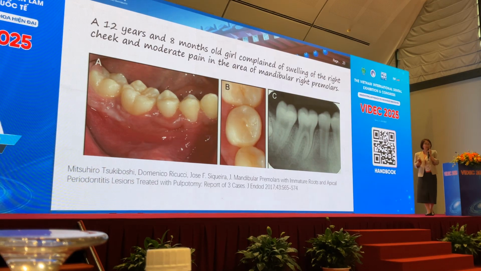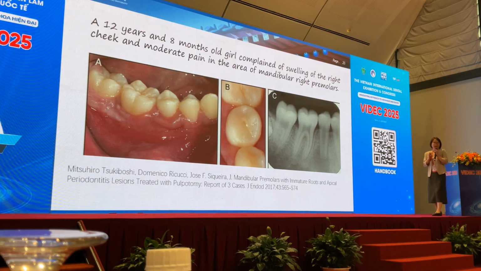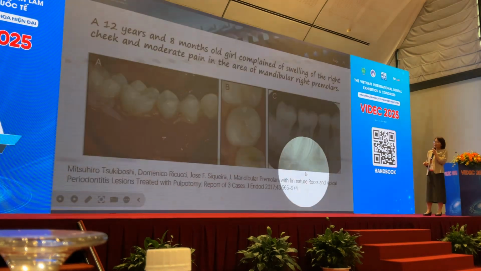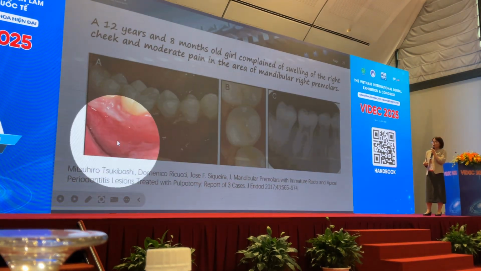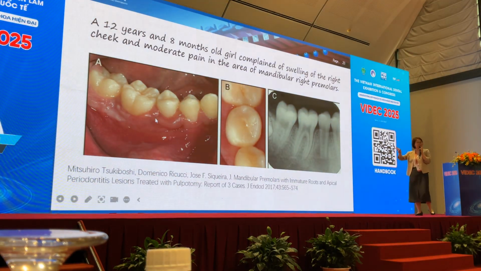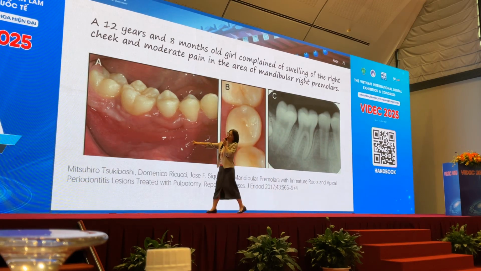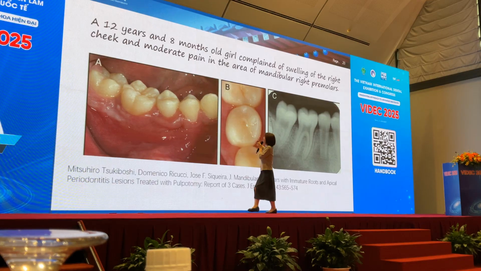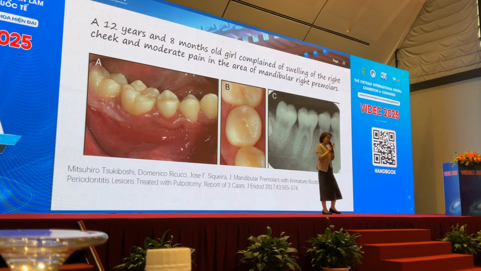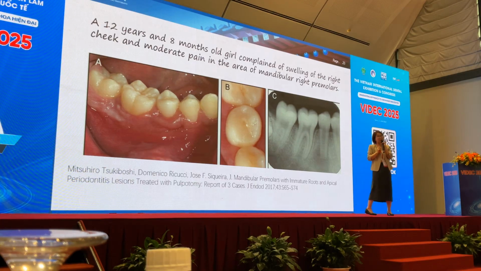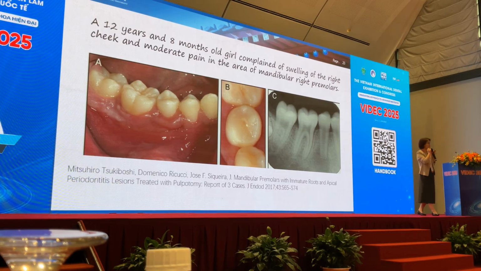This is a 12 years, 18 months old girl, and she complained of swelling of the right cheek and moderate pain in the area of the mandibular right premolars. In the clinical examination we could find the swelling just on the back side, apical to the premolar. We could also find a round depression at the center of the occlusal surface. It's a typical appearance of a broken central cusp, right?